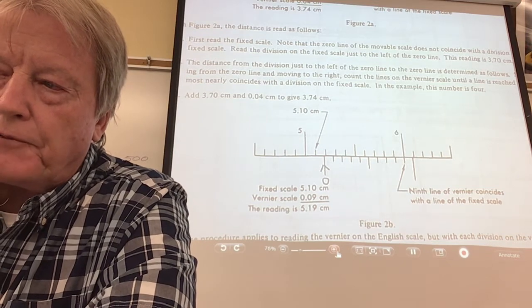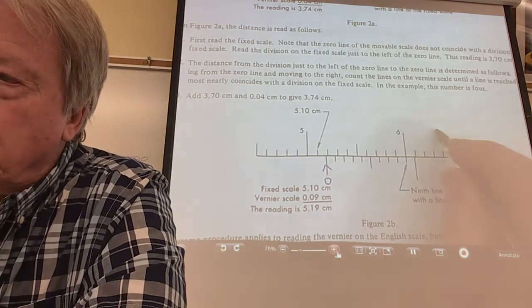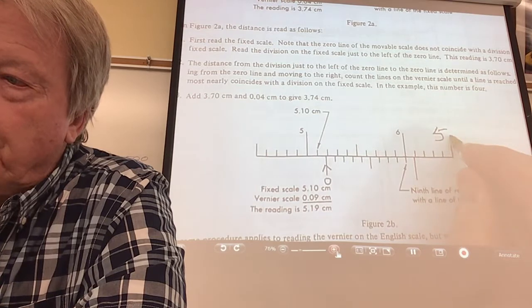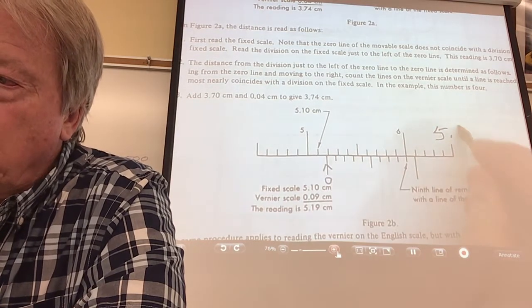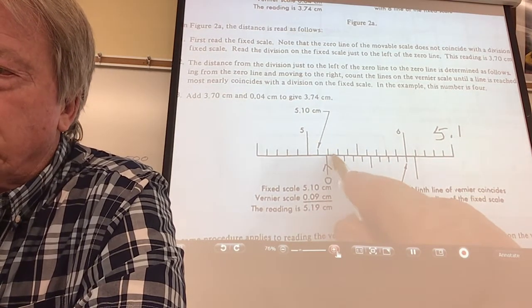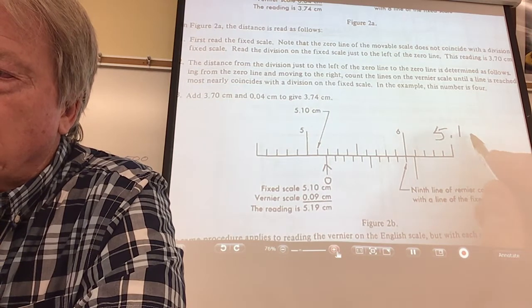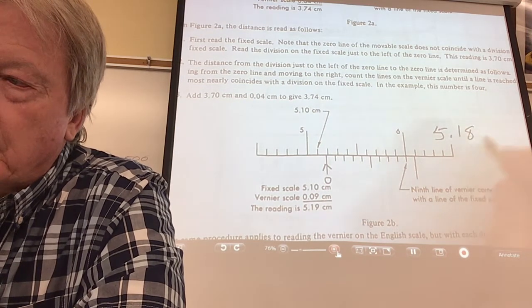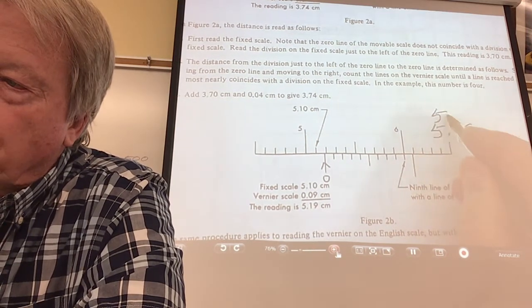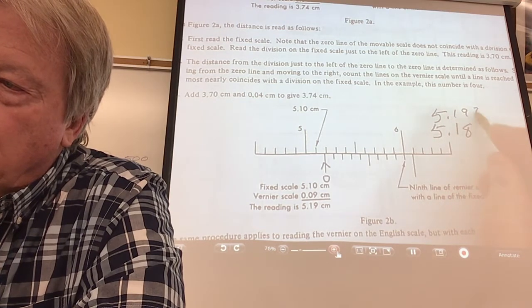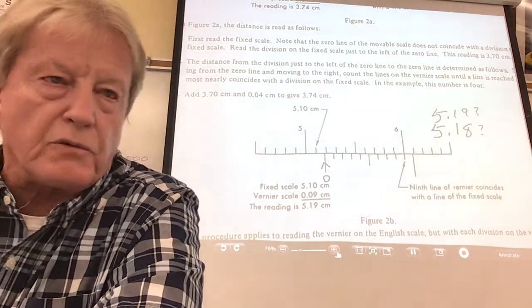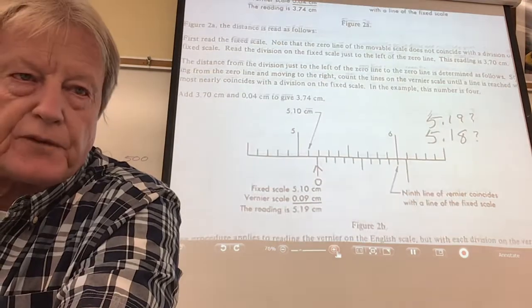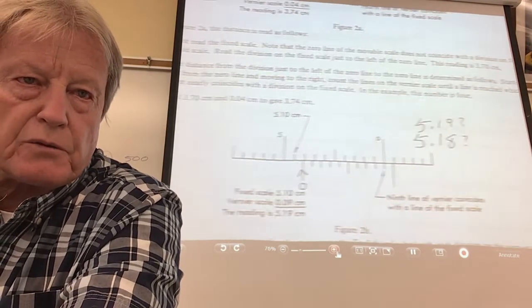Okay, now without the vernier scale, I would have said, well, 5.1, and then, wow, it's up there pretty high. I don't know, maybe I'll think 5.18. Maybe somebody says, no, I think it's further than that, I think it's 5.19, and we're not really sure which person's right because they are significant figures anyway, right? So we're not sure which one's right.